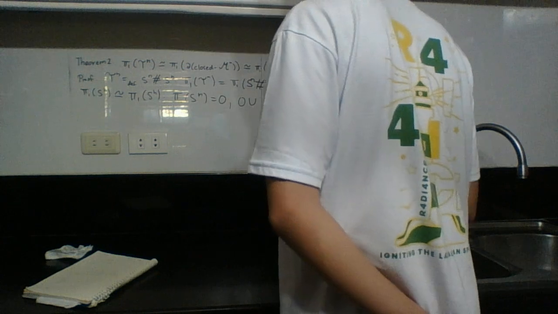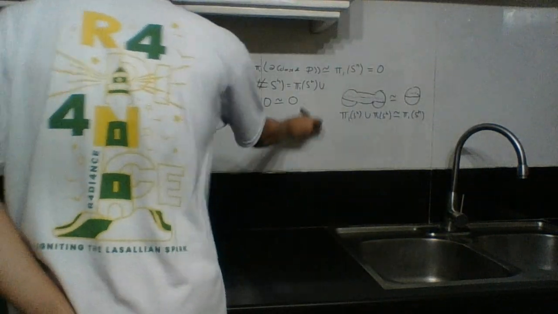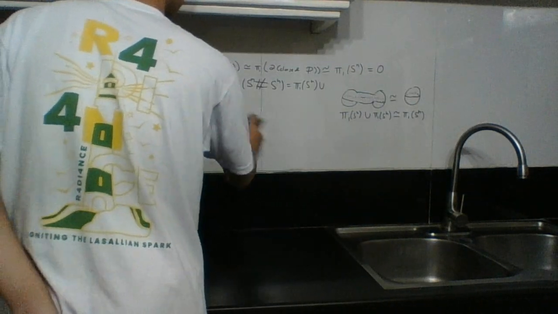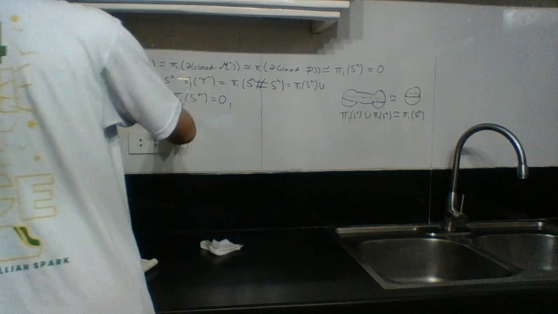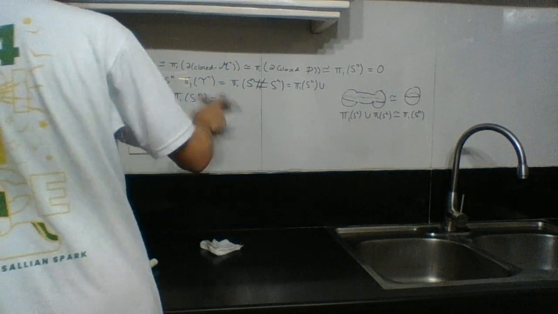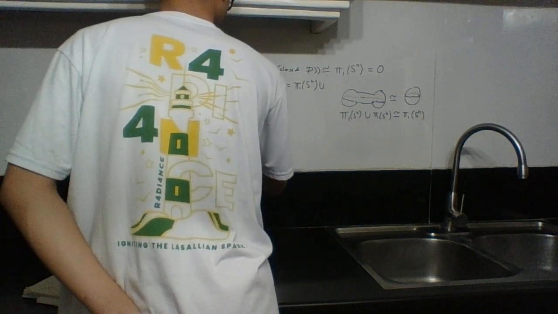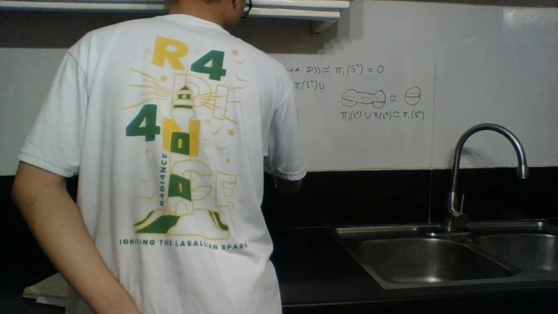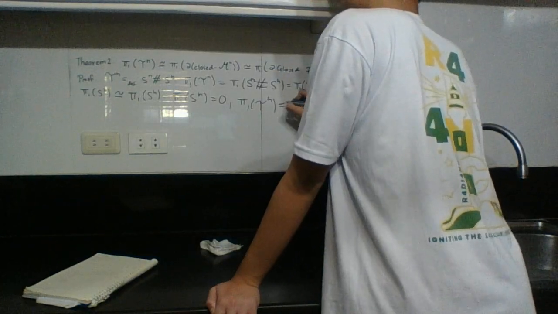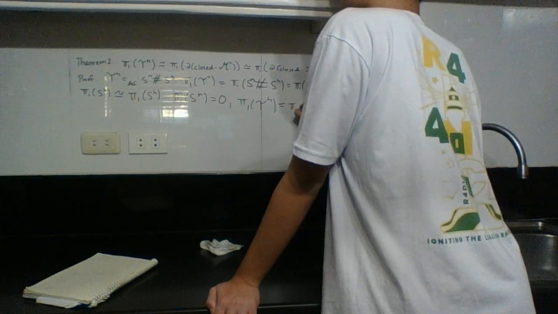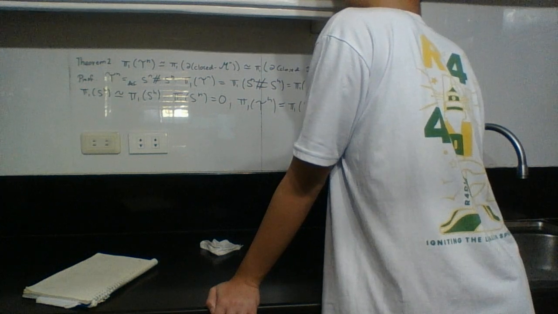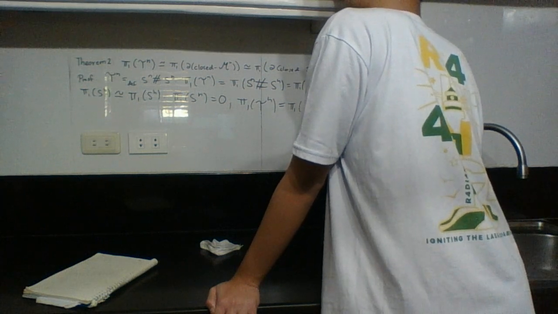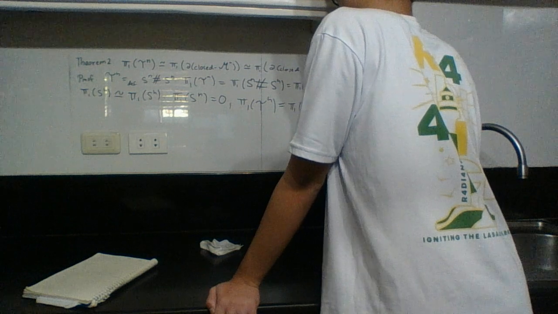Oh, wait, sorry. No, I'll write the full string. So the pi 1 of Sn is 0, because the pi 1 of the nthi is precisely pi 1 of Sn, which is precisely 0. And that ends the proof.